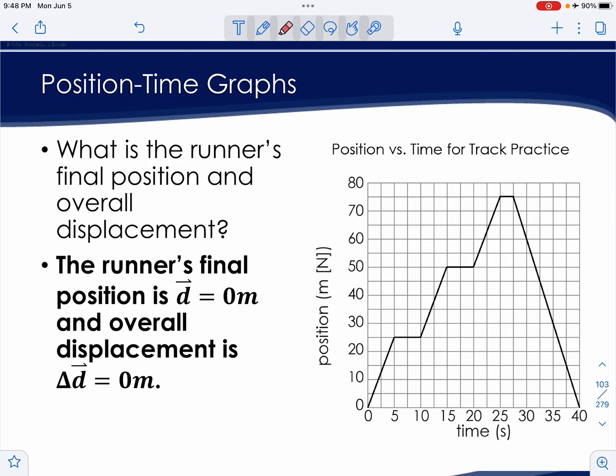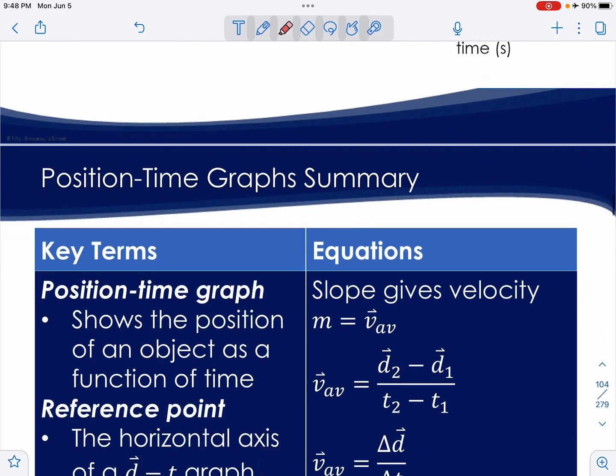What is the runner's final position and overall displacement? So the final position is 0, right? This is where they end up. And so what is the position, which is D, right here, is 0 meters. And the displacement, remember the displacement is the delta D, is 0. Because it starts at 0 and it ends at 0, then the displacement will be 0.